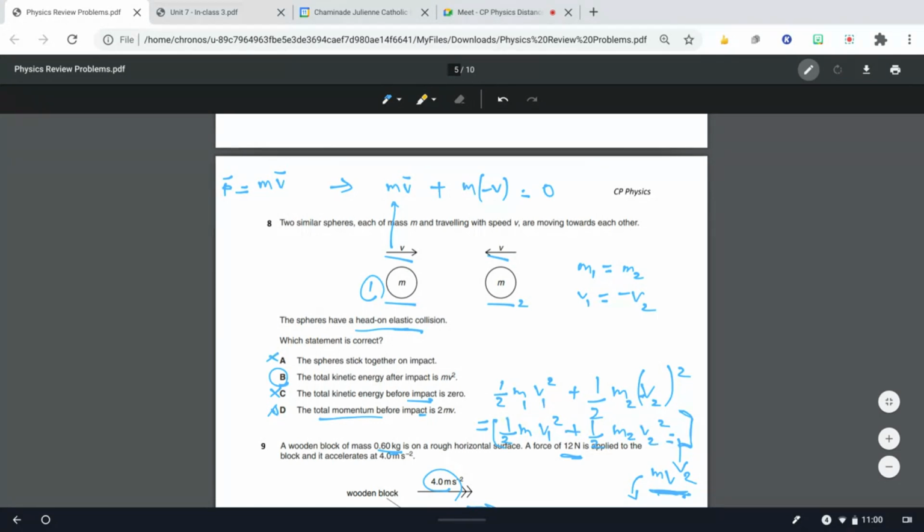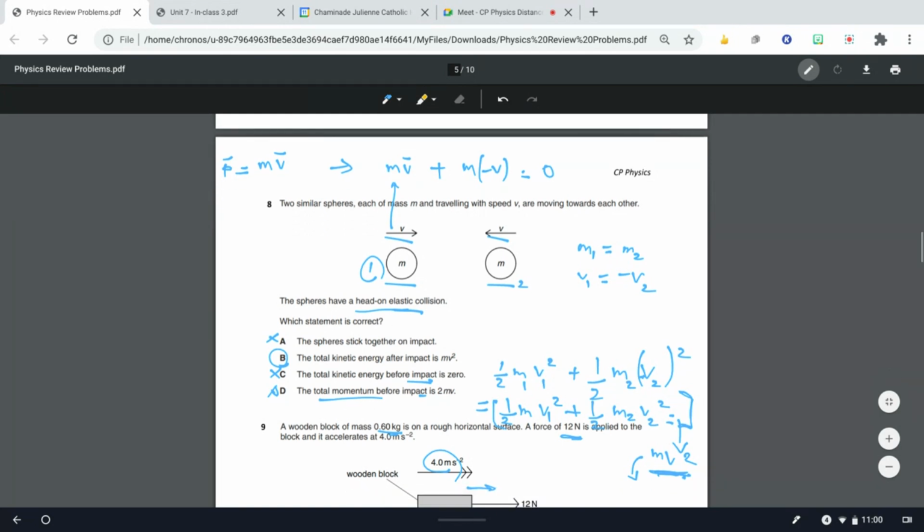Remember, the statement that the total kinetic energy before the impact is zero is not true, because even though you took the directions of the velocities into account, because you're squaring them, they're still added together and you're left with mv squared as the kinetic energy. The total momentum, on the other hand, cannot be equal to 2mv because they're moving in opposite directions and that would reduce to zero. And since it's a head-on elastic collision, A cannot be the answer because they won't stick together.